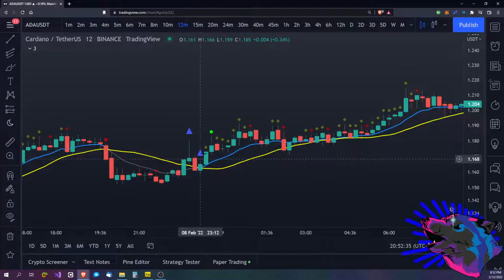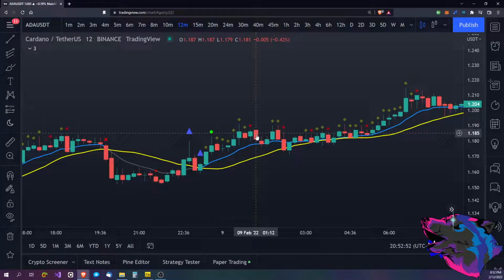Then another reversal, which is interesting because this one actually is almost a bullish reversal, or at least that's the way it kind of played out. And we did get the green dot, and we got 6 yellow diamonds right there before getting kicked down.